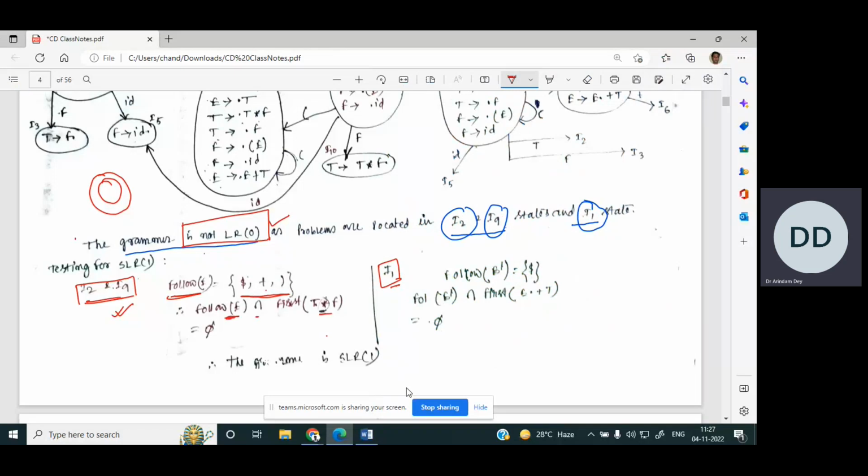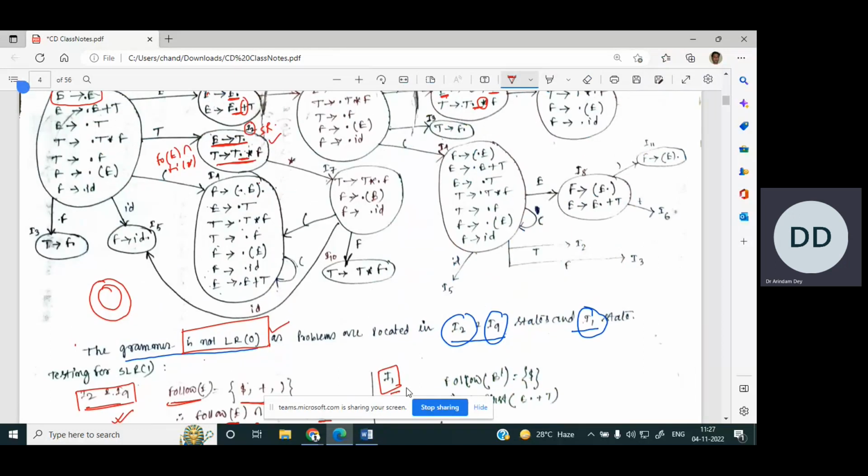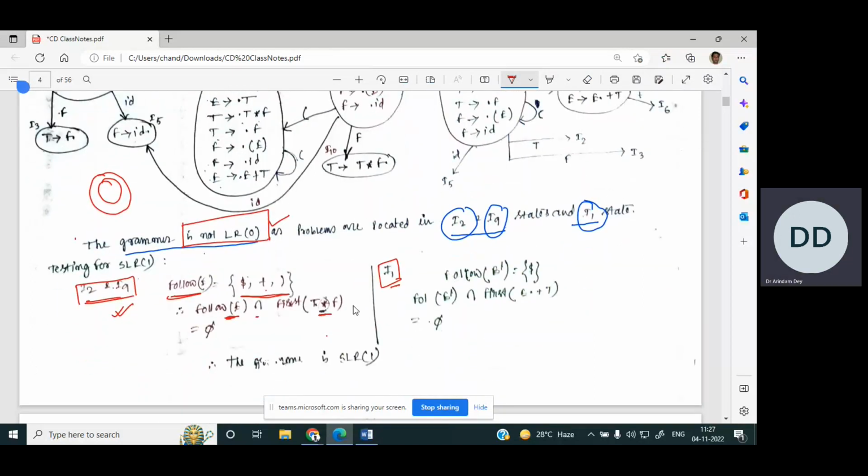Intersection, first of star. I already said first of star because the dot operator is appearing here. So first of star. Now, if I perform the intersection, definitely it is fine because we have dollar, plus, and bracket, and this first is only containing the star. The intersection of these two sets is empty, it is fine. So that means for I2 and I9 there is no problem.